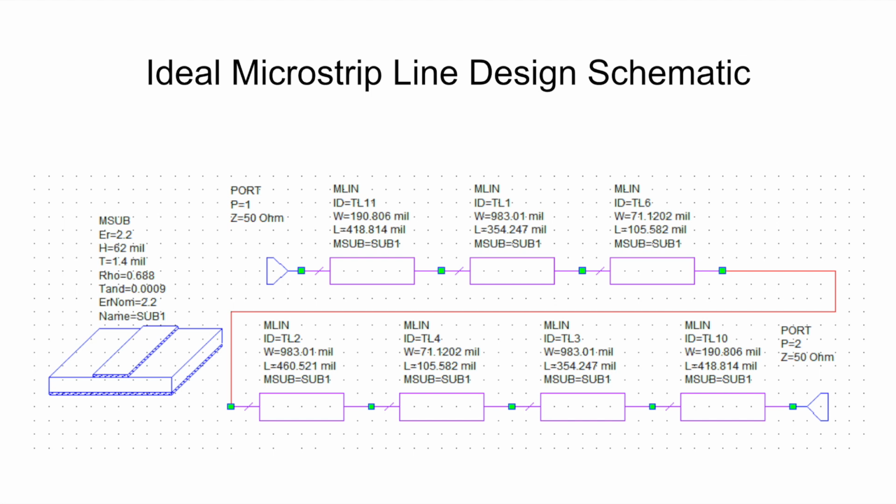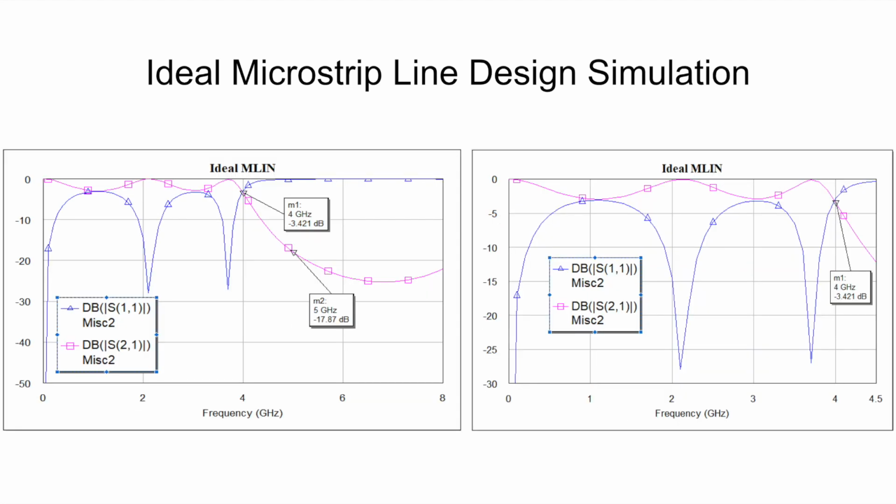We used the impedance, operating frequency, and electrical length values from the ideal T-line design and inputted them into the TX line calculator on Microwave Office to obtain the values for the microstrip line design, and also identified the substrate as a 62 mil Duroid 5880. The simulation for the ideal microstrip design still held the cutoff frequency at 4 GHz, and the attenuation at 5 GHz was similar to that of the ideal transmission line design.